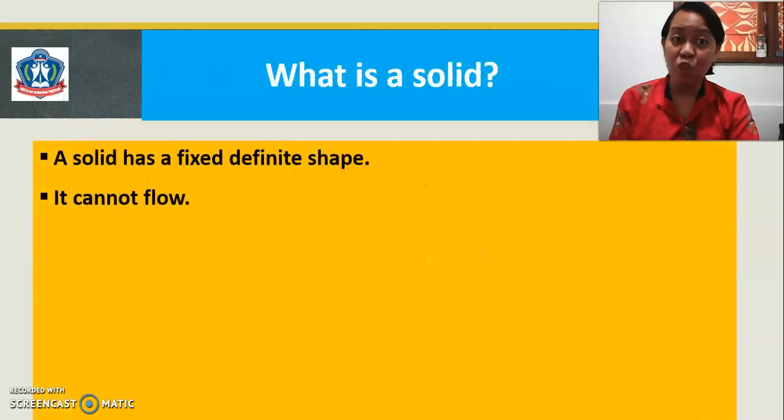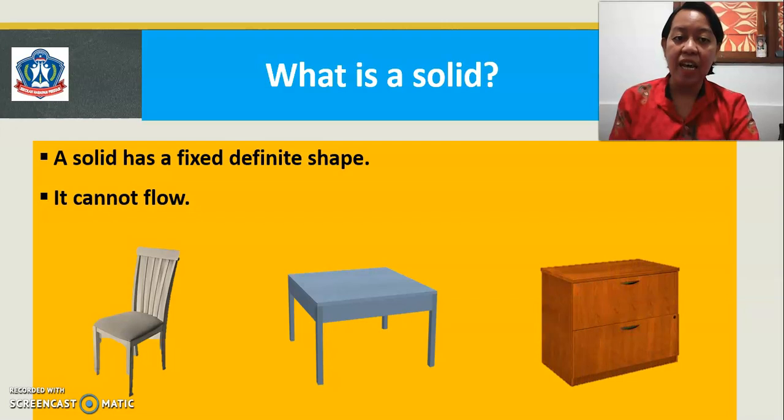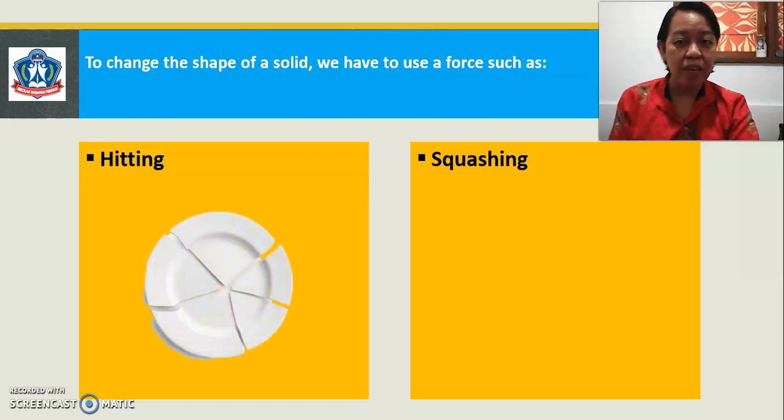So what is a solid? A solid has a fixed, definite shape. It cannot flow. Let's look at the pictures here. A chair, a table, and a closet. To change the shape of a solid, we have to use a force such as heating or squashing. Look at the plate after it is being hit. It is broken into pieces.